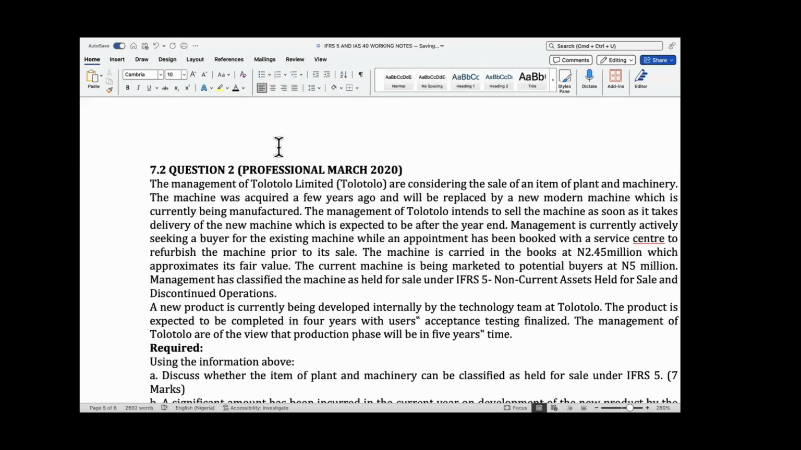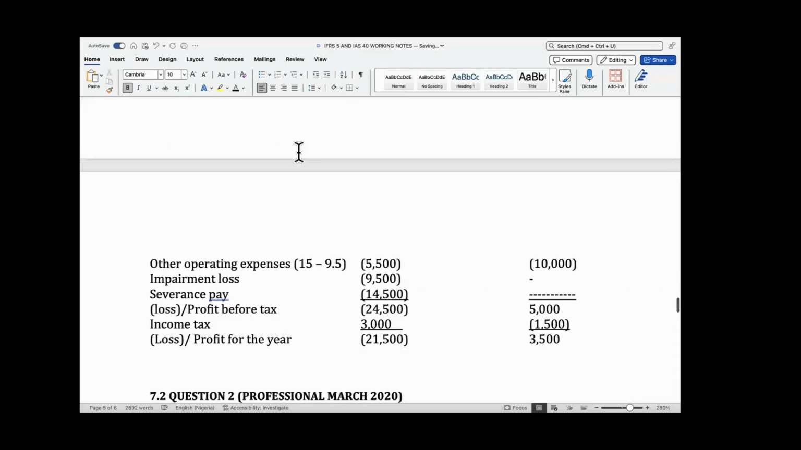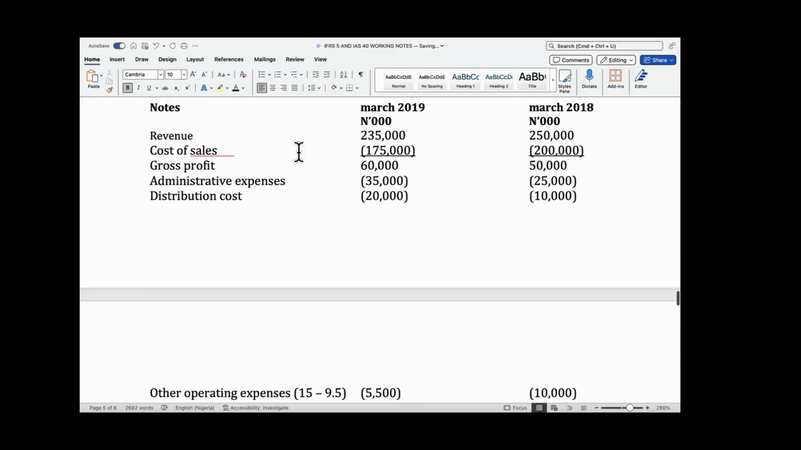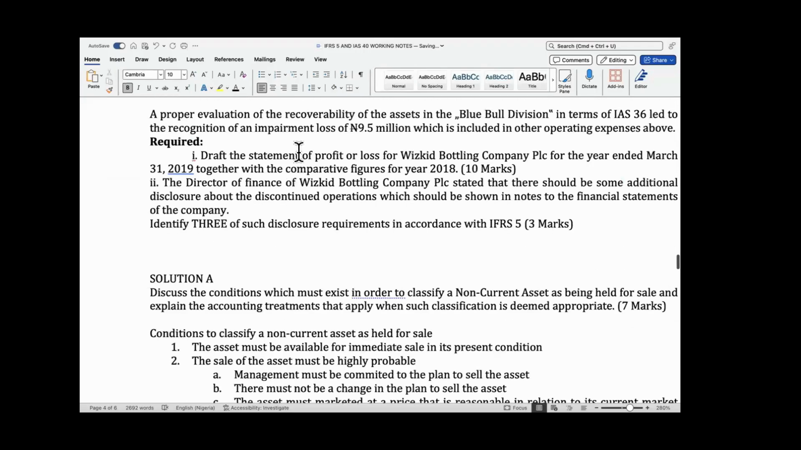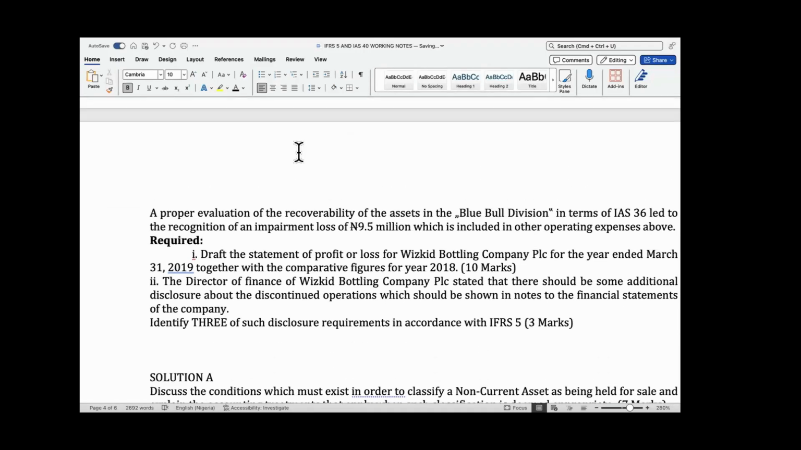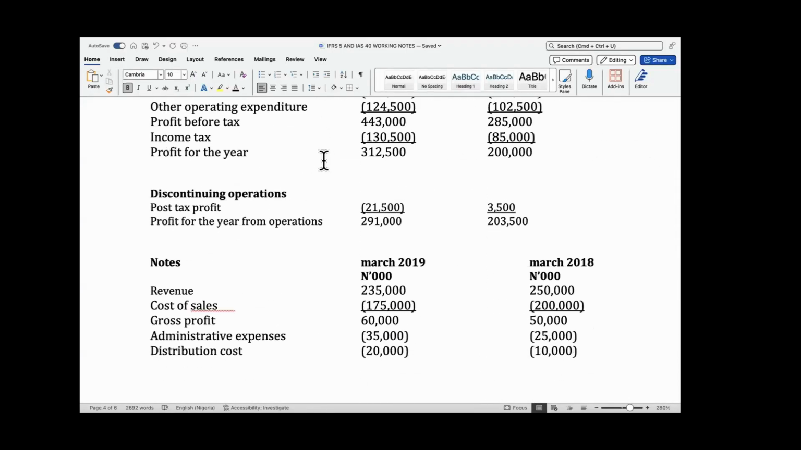Okay, Ufoma. Is there no calculation for the gain on disposal or loss on disposal? They didn't tell us that they have sold the division. They only plan to discontinue, they have not sold it. If they have sold it, that's when we'll be putting gain on disposal.